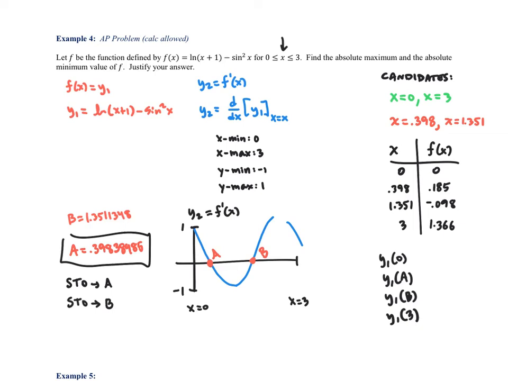Okay, so it asked for the absolute maximum value. The absolute maximum value is located at f of 3, which is equal to 1.366. And the absolute minimum value, that's an interesting yellow, would be f of 1.351, which is equal to negative 0.098.